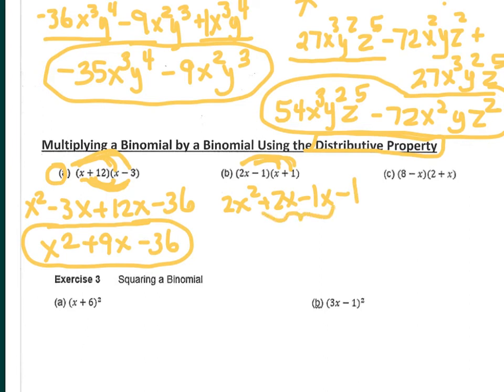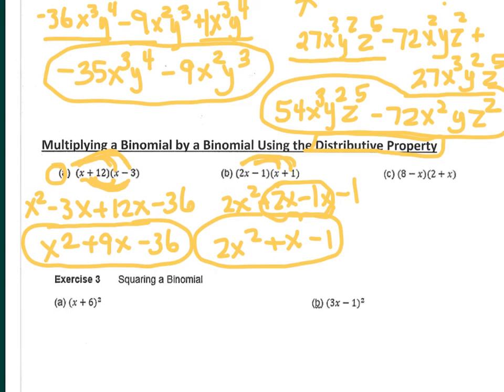Again, you can see you can combine those middle two terms because they're like terms. They both have an x. We end up with 2x squared, 2x minus 1x is just 1x, and we have a negative 1 hanging off the end. There's your answer.